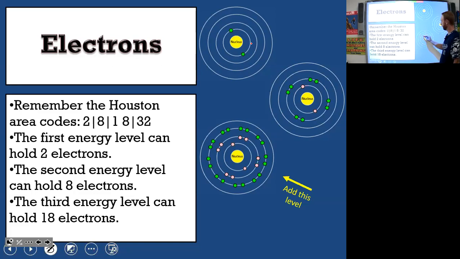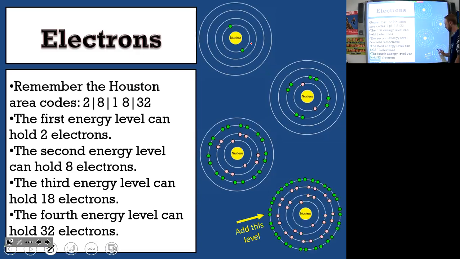And if we have our first 3 shells completely full, and we have another electron that we have to put on, we could then go up to the 4th shell, which has 32.